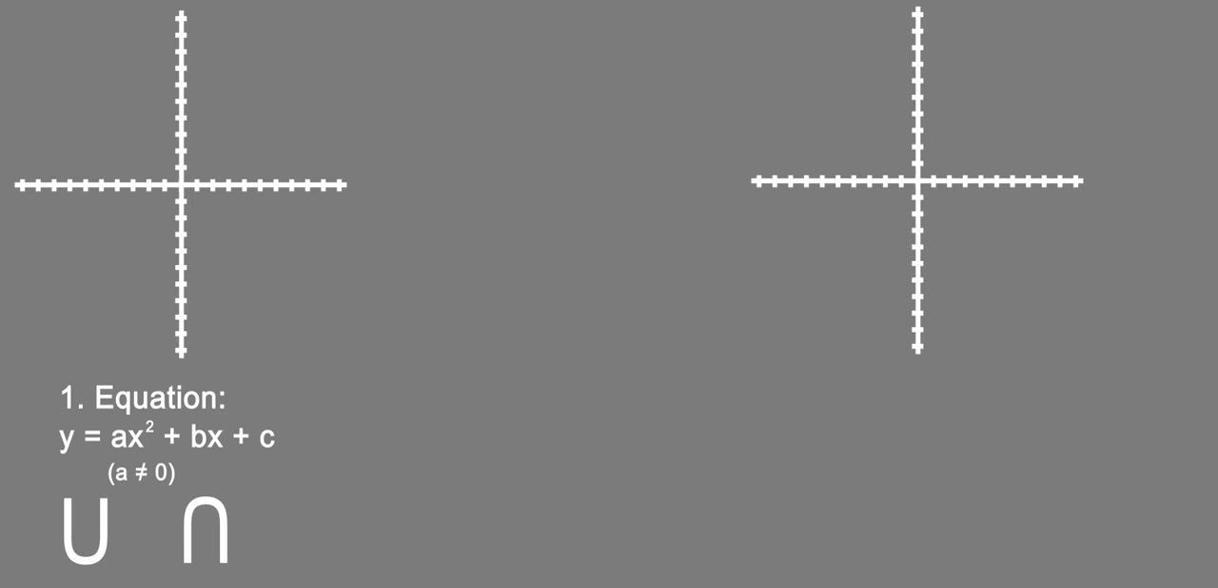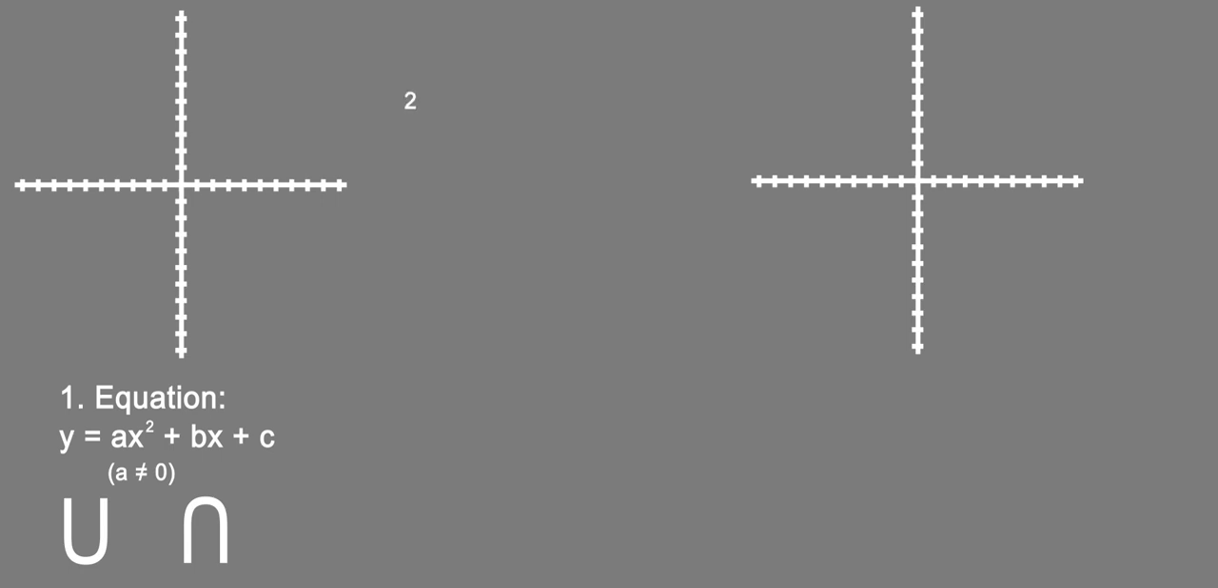If given an equation, it'll be in the form that I just showed. Ax squared plus bx plus c, where a is not equal to 0. B and c can be 0, but not a. And with a graph, we know it's going to be shaped like a U, whether it's a right side up U or an upside down U.